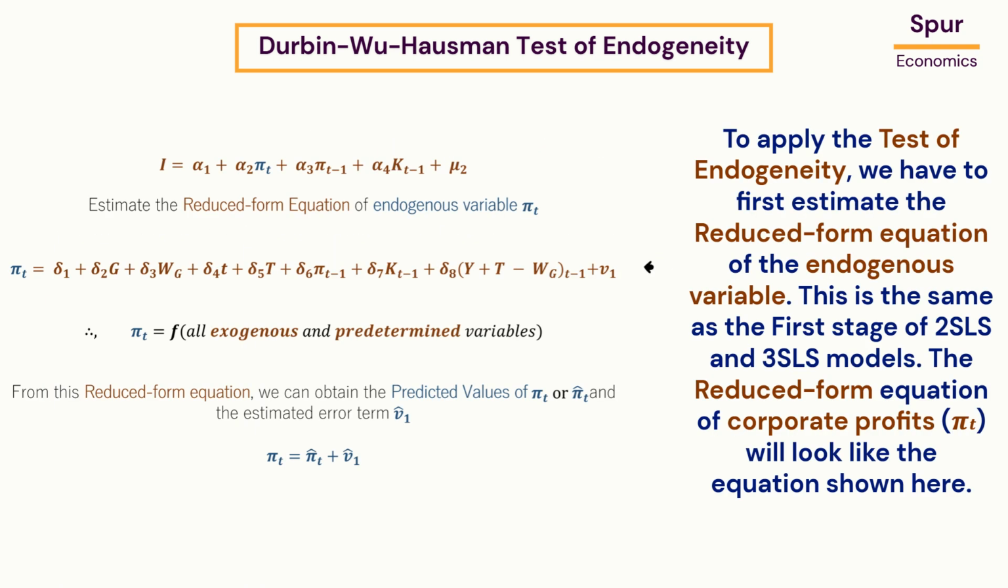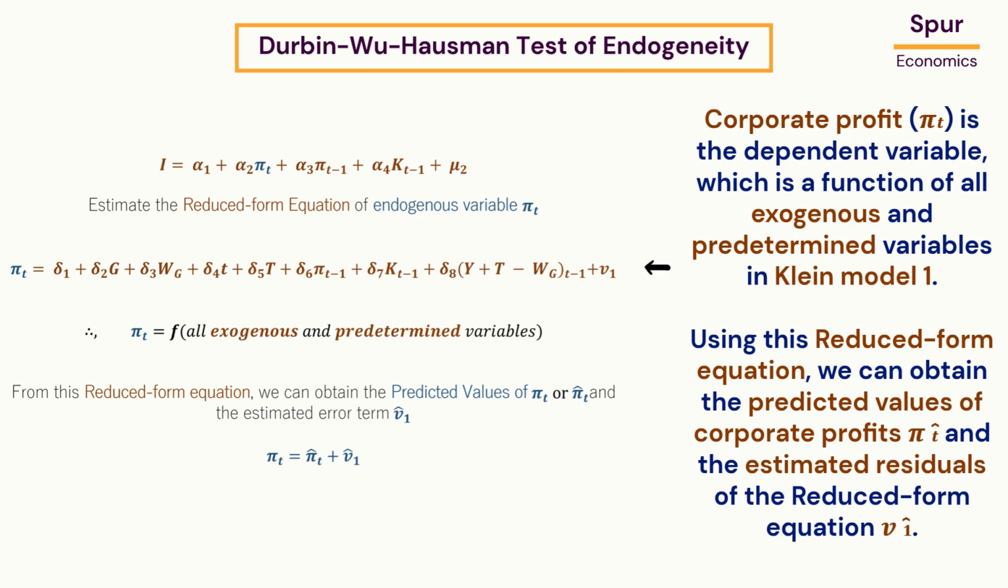To apply the test of endogeneity, we have to first estimate the reduced form equation of the endogenous variable. This is the same as the first stage of 2SLS and 3SLS models. The reduced form equation of corporate profits will look like the equation shown here. Corporate profit is the dependent variable, which is a function of all the exogenous and predetermined variables in Klein Model 1. Using this reduced form equation, we can obtain the predicted values of corporate profits, or pi cap, and the estimated residuals of the reduced form equation, V1 cap.